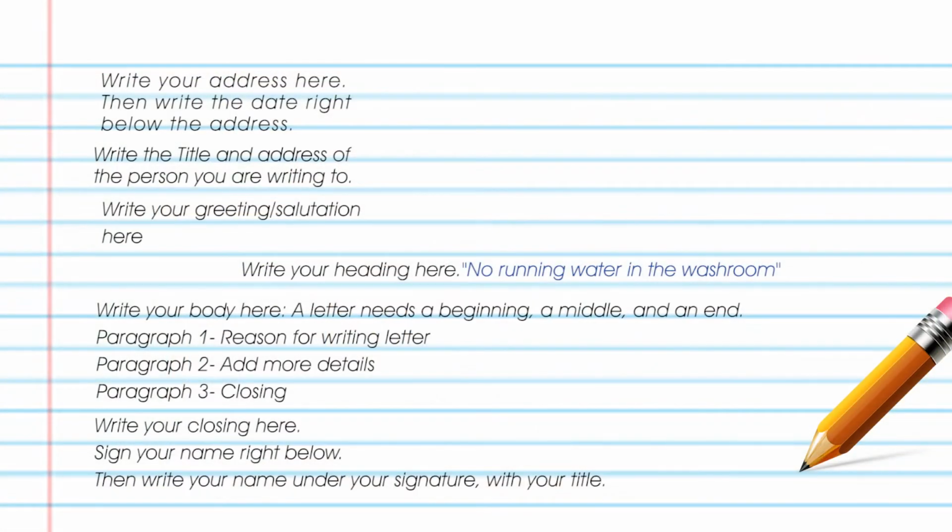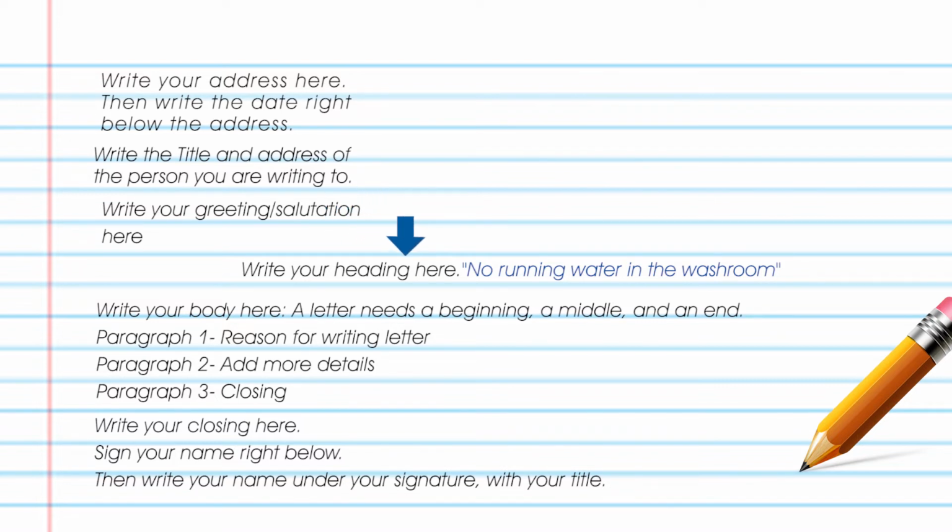Now here's a simple layout. You see there are two blocks you have. The first block is for your address. The next block is where you write the title and the address of the person you're writing to. Then you have your greeting, your salutation, the heading.